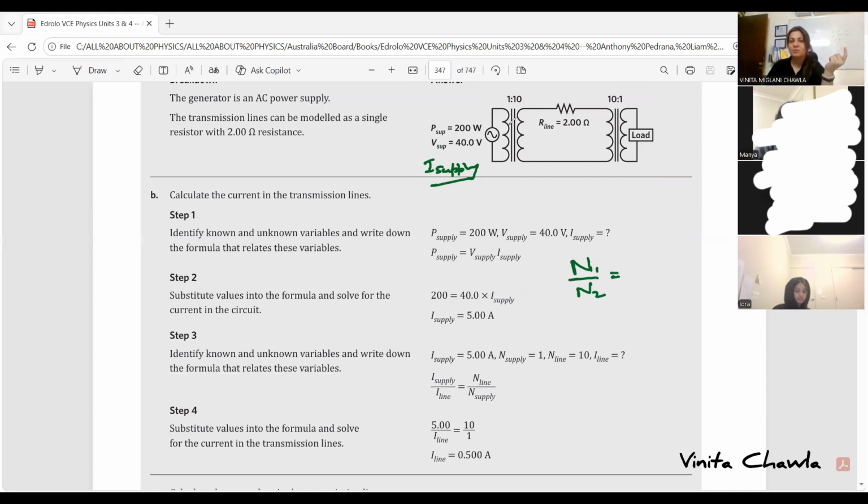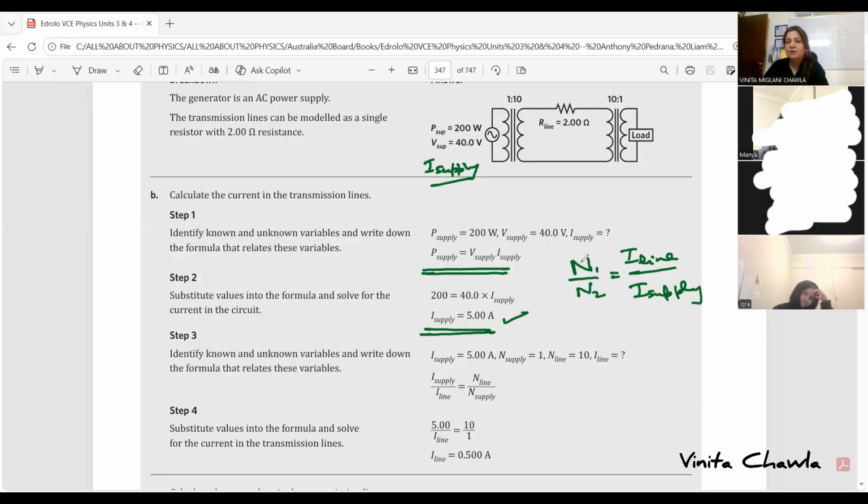So number of turns in primary is n1. So we'll take current in secondary, I line. And number of turns ये secondary के हैं, so we'll take current in primary, I supply. This is how we relate with the ratio, no? So first we will find I supply using this formula, P is equal to VI. So from here we'll get the value of I supply. It's 5 ampere we're getting.